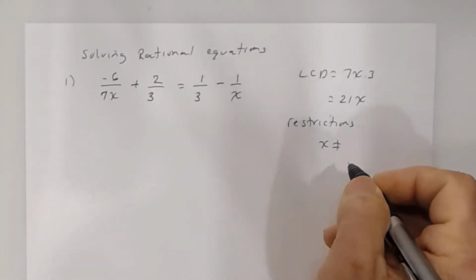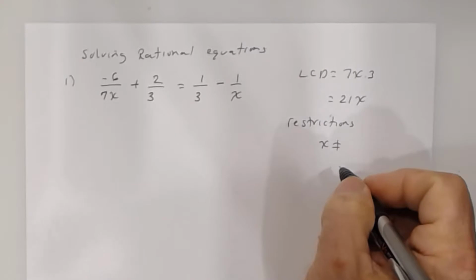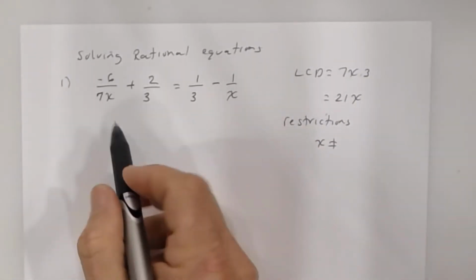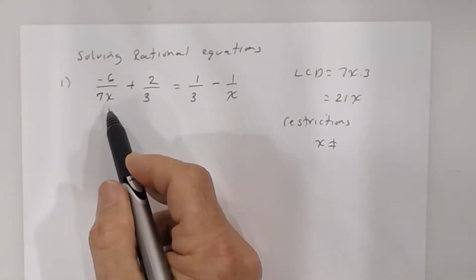Now, the next thing you got to look at is your restrictions. So remember, you can never divide by what number? Zero. Now, those are monomials. So if they're just monomials, it's very easy to determine what x cannot be. 7 times what is 0? 0. So x cannot be what? 0.